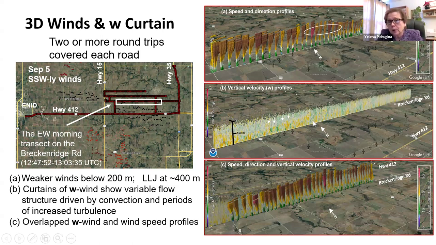The middle plot shows curtains of vertical velocity. And here we also see some structure, updraft and downdraft, driven by convection, with some periods of increased turbulence like shown here, and small increase and decrease, increase and decrease, and so on. At the bottom, you can see the overlap of the W curtain and wind speed profiles. It's shown rotated by 180 degrees because those turbines are now behind. So it's looking to the south, and I did it just for a better view of how those profiles overlap.